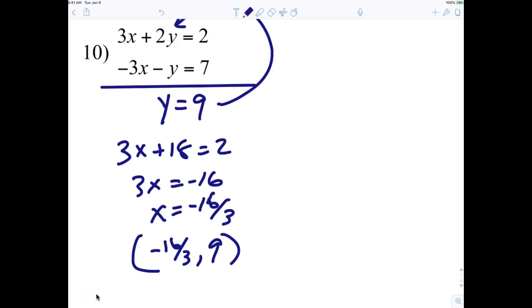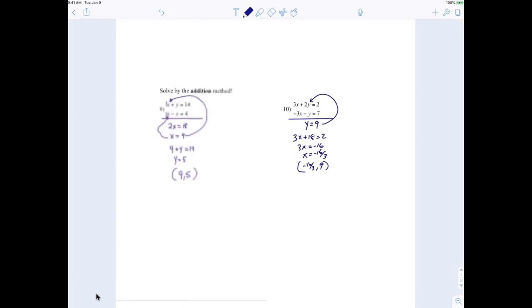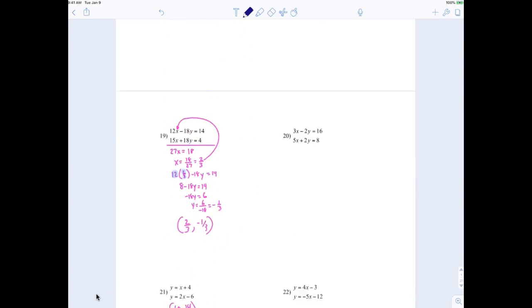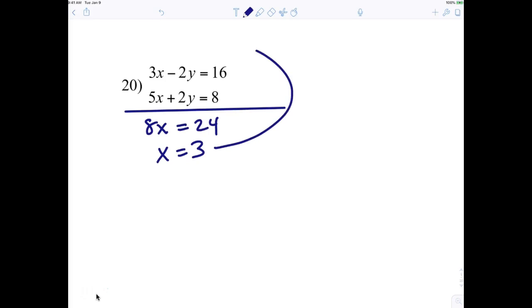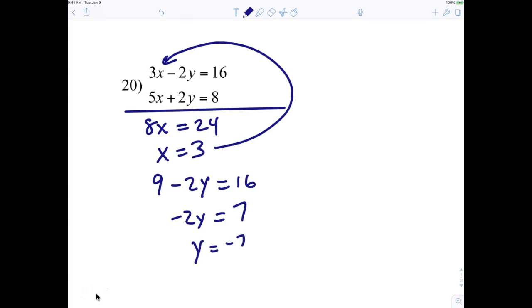Next. Dalton, can you do 20? Let's check out 20. Again, we have 8x equals 24, so x equals 3. Then I'm plugging 3 in for x. 9 minus 2y equals 16. Negative 2y equals 7. Y equals, is that right, negative 7 halves? So my answer is 3 comma negative 7 halves.